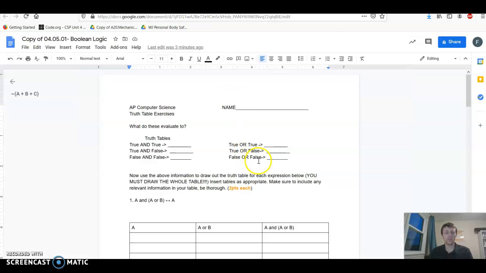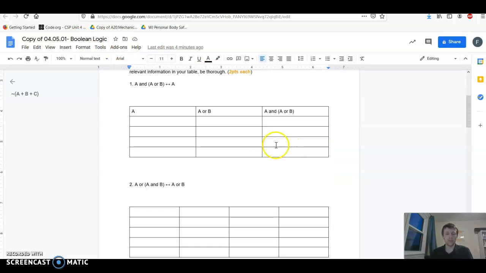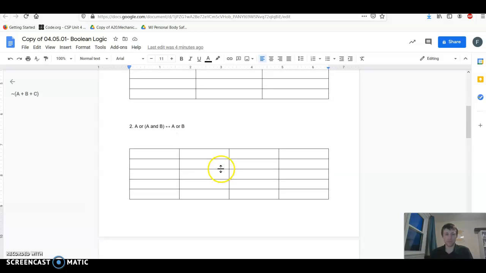It is posted on MyMCPS under week 13. It's titled 040501 Boolean Logic. What do you have to do? You have to construct some truth tables for me.